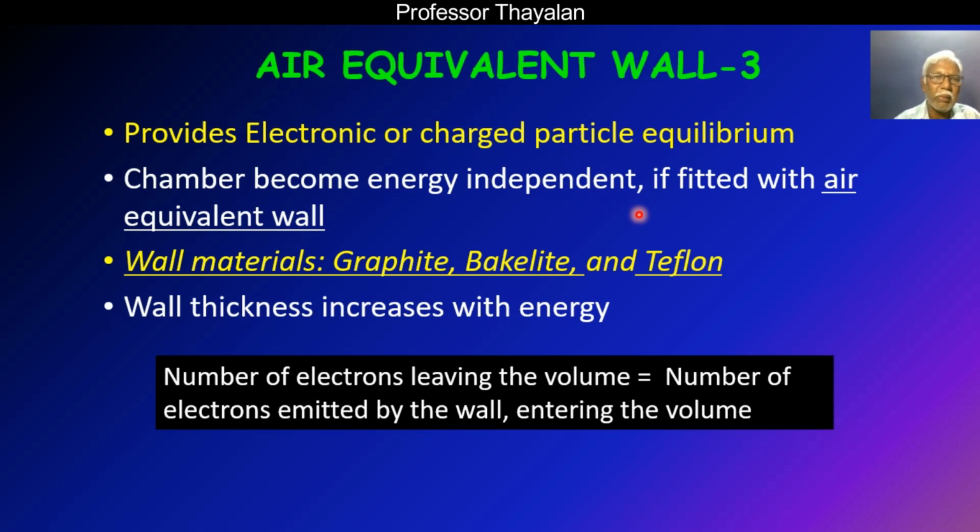What are the optimal wall materials we have? Graphite, bakelite and Teflon are the suitable wall materials which can satisfy the previous condition we discussed. The doubt comes whether the wall material thickness is the same or not. The wall material thickness varies with the radiation energy. Higher the radiation energy, higher the wall thickness; lower the radiation energy, lower the wall thickness.